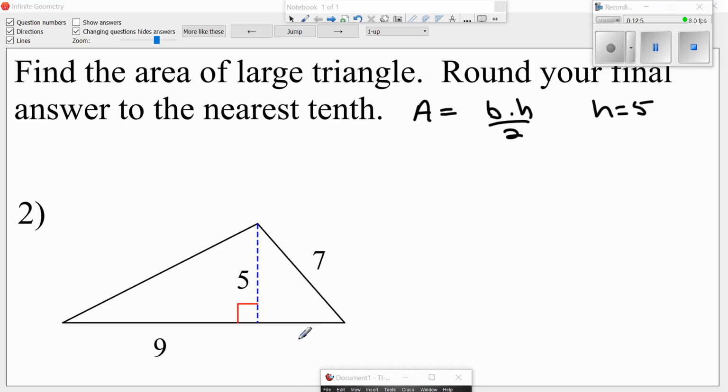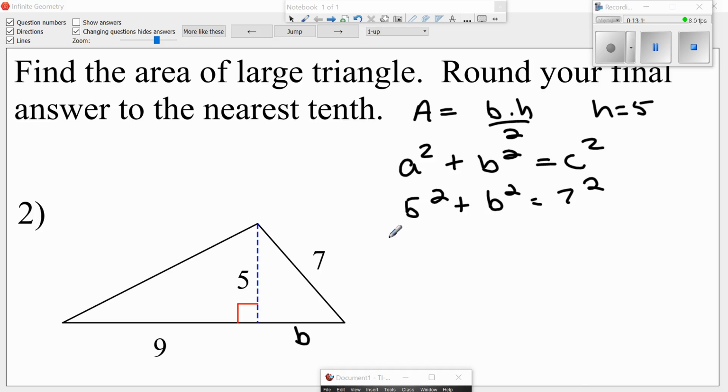I can call this A or I can call this B. In fact, let's call it B, because it's a leg. And this will be A, and this will be my C, my hypotenuse. So I'm going to go A squared plus B squared equals C squared, or leg squared plus leg squared equals hypotenuse squared. So let's make this 5 squared plus B squared equals 7 squared.